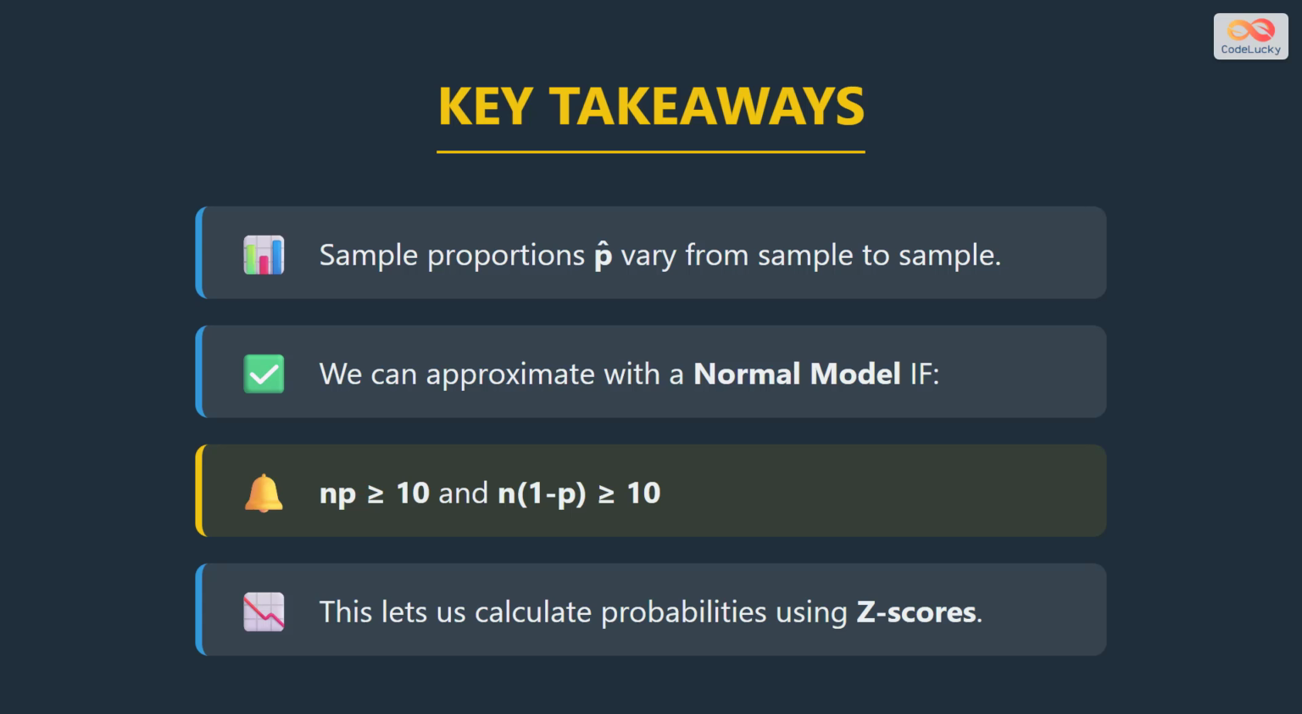To wrap up, remember these key points. Sample proportions vary, but they follow a predictable pattern. We can model this pattern with a normal distribution, but only if we verify the success-failure condition. np and n times 1 minus p must both be at least 10. When these conditions are met, we can use z-scores to solve probability problems efficiently.